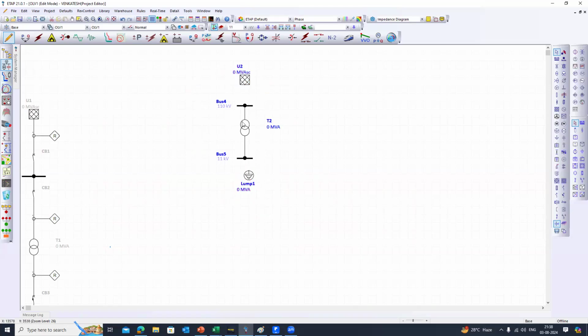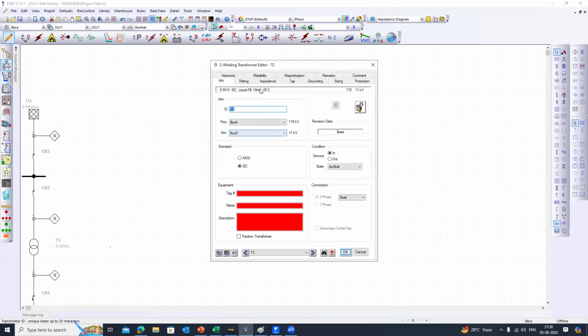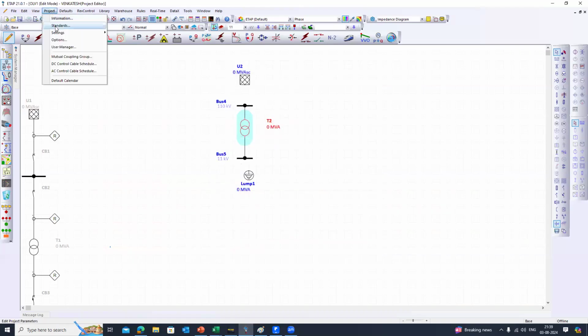Next, let me open this. We need to understand some terminology here. Instead of primary and secondary, we can call them the high voltage and low voltage sides. Then next, coming to the standard of the transformer, generally we talk about two standards. One is the IEC standard and the second one is the ANSI standard. You might have seen symbols like this, the circles. If you see here, the circles are a representation of the IEC standard, whereas the ANSI standard will look like this.